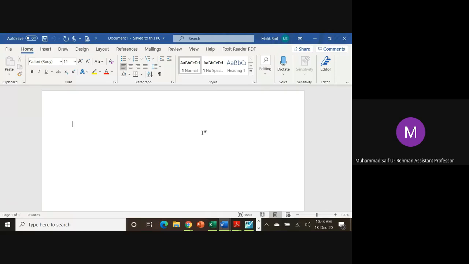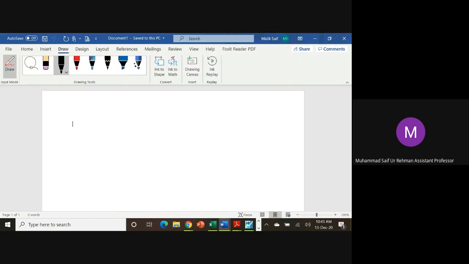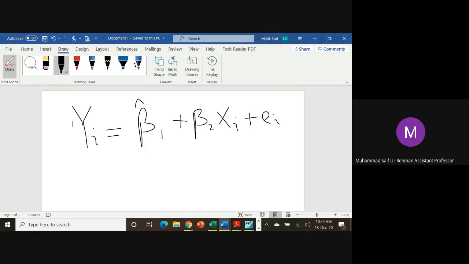Okay, so let us say we have an equation: Y_i is equal to beta 1 plus beta 2 X_i plus e_i. You know that this is the sample regression equation. So hats will be there on the estimators.